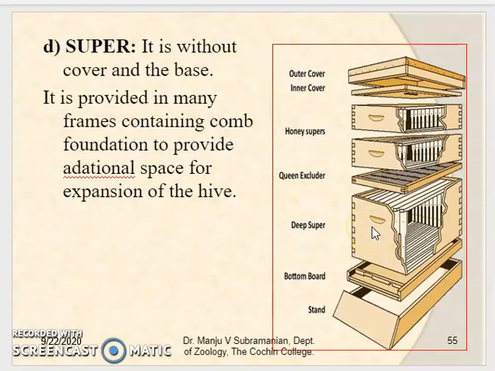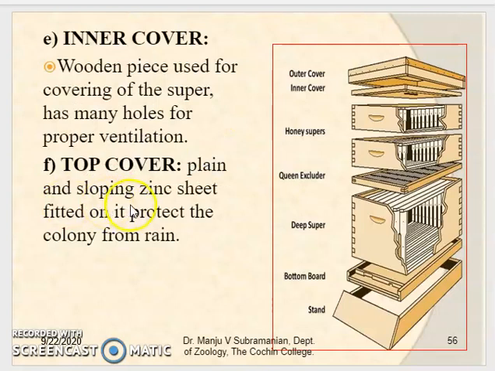Next, it is about the super chamber. It is without the cover and the base. It is provided with many frames containing the comb foundation to provide additional space for the expansion of the hive. The super chamber is only an additional space provided for the honeybees to build more combs. There is an inner cover. It's a wooden piece for covering the super, with many holes for proper ventilation, and there is a top cover. It is sloping. It can be made of zinc sheet or plastic sheet, fitted to protect the colony from rain.